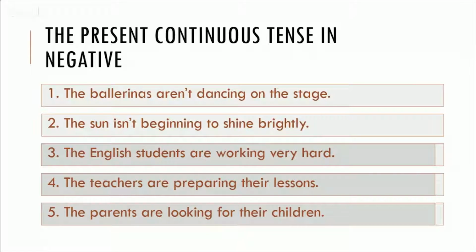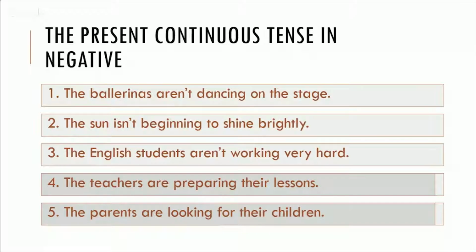I see someone is giving us the answer for number 3. The English students are working very hard. And then we have the English students are not working very hard with a contraction right there. The English students aren't working very hard is good as well. Okay. Very good. So you find the verb to be, you add not after the verb to be, and you can do a contraction because we all learned how to do a contraction.